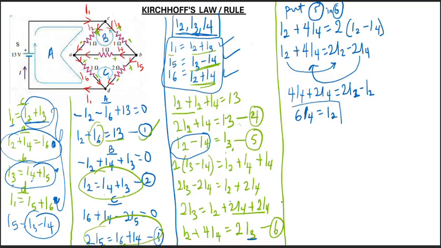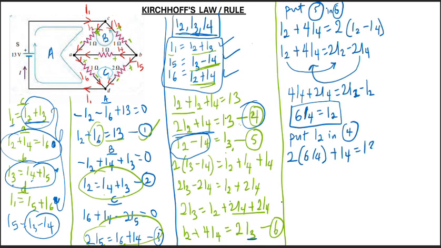Since I have related I2 and I4 together, I can now put it inside equation 4, because equation 4 has I2 and I4. Then I say put I2 in equation 4, and equation 4 is I2 plus I4 equals to 13. My I2 is now 6I4, plus I4, which is equals to 13. 2 times 6, that is 12I4 plus I4 equals to 13. 12 plus 1 gives you 13I4, which is equals to 13, and you can see that I4 equals to 1 ampere.